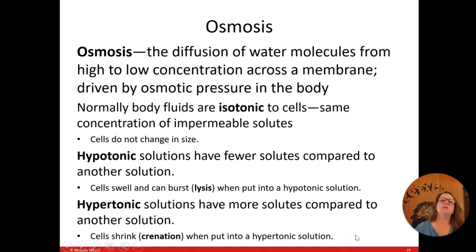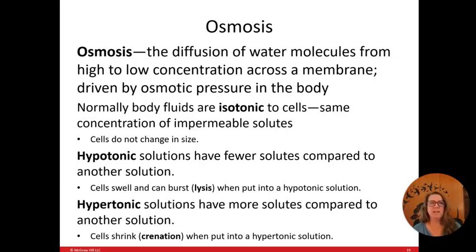Okay, so let's move from diffusion to osmosis. When we think of osmosis, we're thinking about water. So, diffusion of water specifically from high to low concentration across a membrane, and it's driven by osmotic pressure. That sounds a little odd. Osmotic pressure is determined by solutes. So the movement of water is going to be dictated by how many solutes are inside the cell and outside the cell.